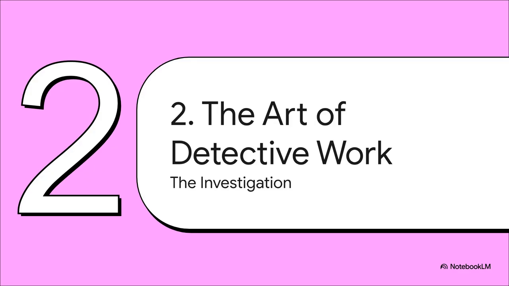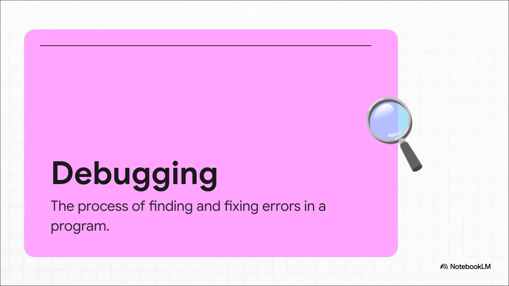Okay, so if we have bugs, we obviously need a way to catch them. And that brings us to the main event, this art of detective work that we call debugging. So what is debugging? It's really just the systematic process of hunting down these bugs and neutralizing them. This isn't about randomly changing code and just hoping for the best. No, it's a disciplined investigation into the logic of a program.